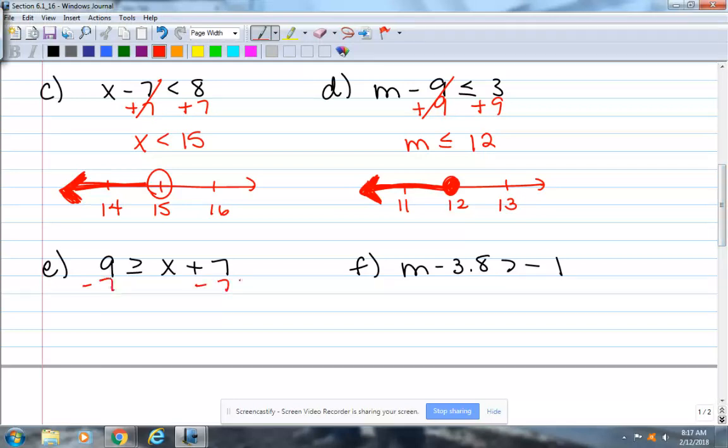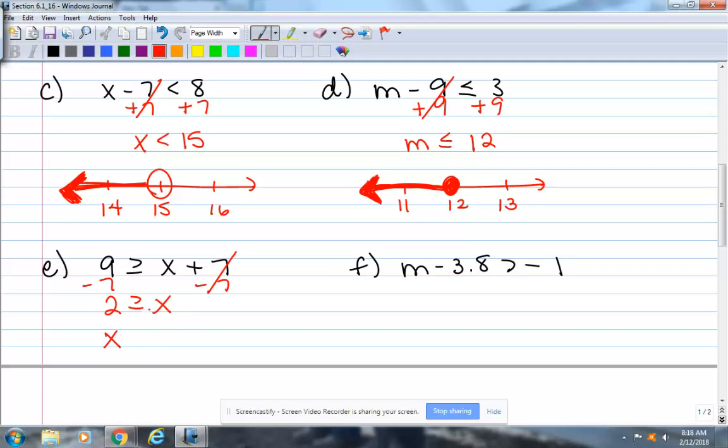Subtract 7. What is 9 minus 7? So I have 2 is greater than or equal to x. But we cannot leave an inequality symbol like this. We have to have the variable in front. So if we rearrange it so that the variable is in front, what else do you think we have to do?